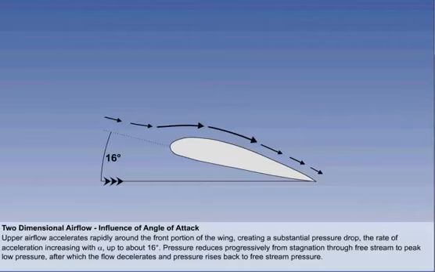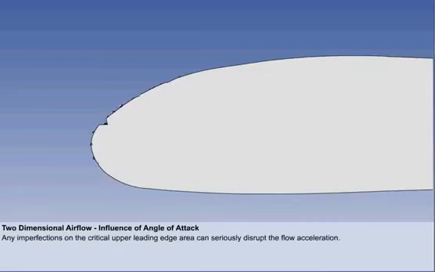The rate of acceleration increases with alpha, up to about 16 degrees. The pressure reduces continuously from stagnation value, through free stream pressure, to a position on the top surface where a peak value is reached. From there, the airflow decelerates progressively, and the pressure rises back to free stream near the trailing edge. It should be noted that any imperfections on the upper leading edge surface, such as dents, dirt and insects, ice or frost, etc., can seriously disrupt the flow acceleration in this critical area.